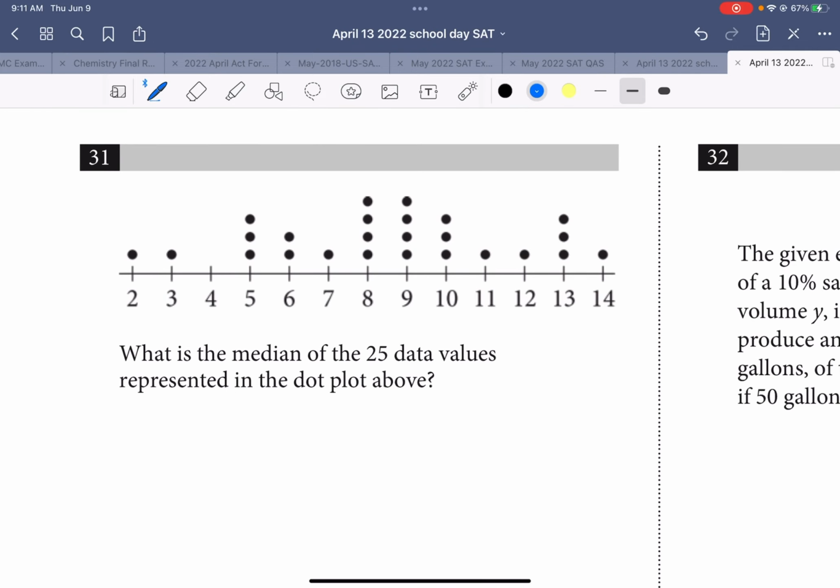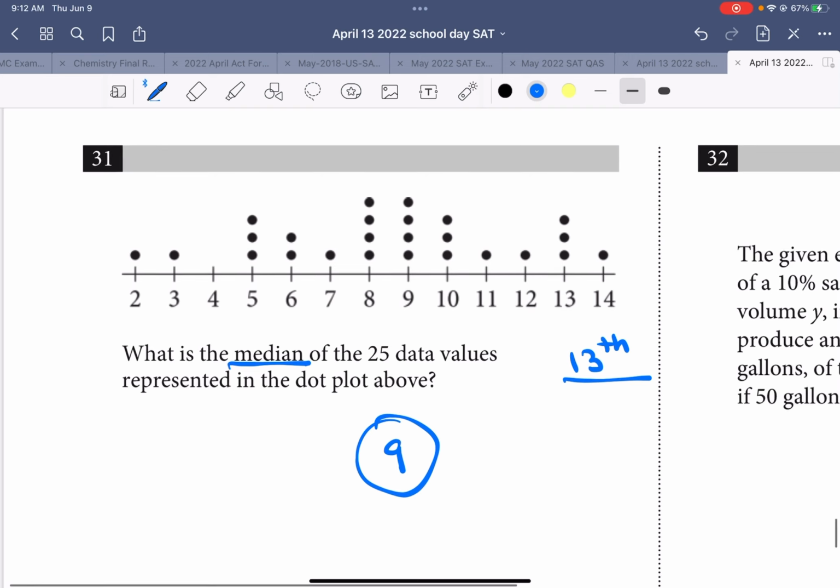Number 31. What is the median of the 25 data values represented in the dot plot above? So you have 25 total, so the 13th one is your median. When you count from here, 1, 2, 3, 4, 5, 6, 7, 8, 9, 10, 11, 12, 13. So your 13th one belongs to 9. So your median is 9. You count from the beginning and look at where the 13th one is located, and in this case, 9.